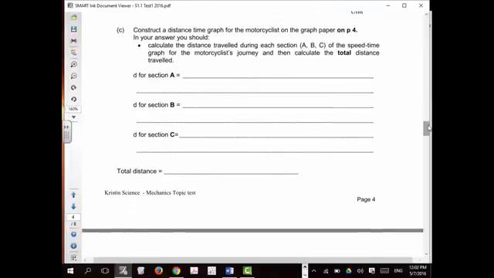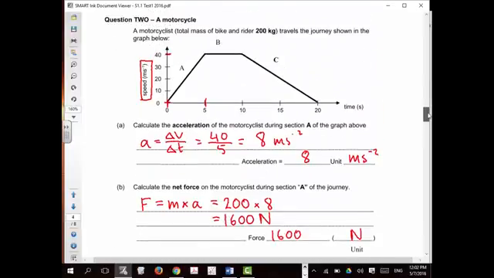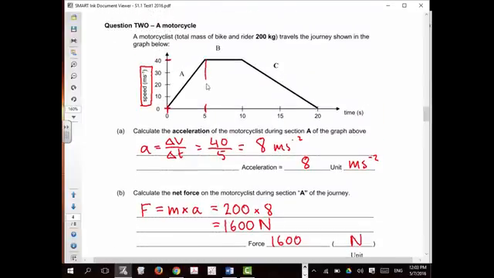Construct a distance time graph for the motorcyclist on the graph paper on page 4. And then calculate the distance traveled during each section, A, B, C, of the speed time graph. In fact, this top bit says construct the distance time graph. If we go through all the steps that lead up to it, then we should be able to do that with much less difficulty. So for section A, the distance covered, remember, the distance covered is the area under the graph. So we've got these three areas to look at, right?